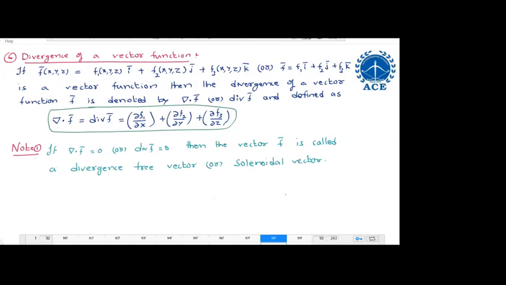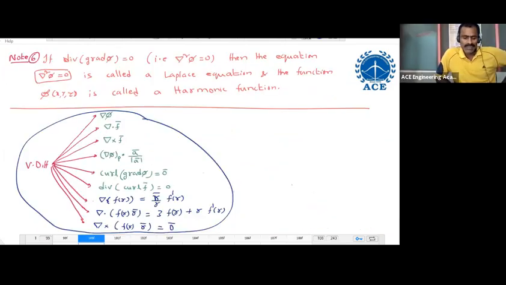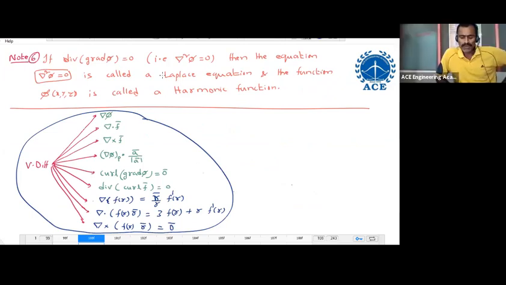Sir, in page number 100, you wrote different formulas for vector differentiation, na, sir? That is an overview of the last three differential formulas. You have to remember these last three formulae.